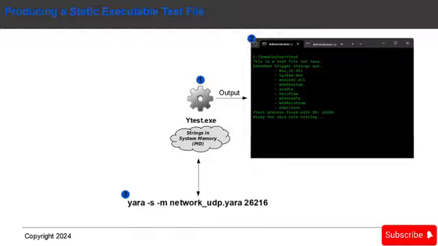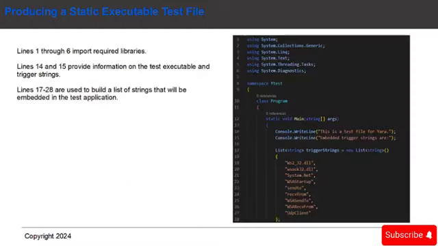That's when we execute our Yara rule for network_udp.yara and point it at process ID 26216. At that point, you will be able to detect whether any of these strings are embedded inside the process that is running with that particular process ID. The way in which we construct this is using a C# executable.